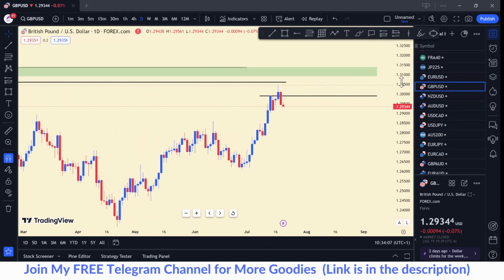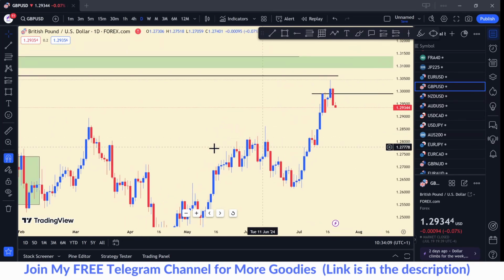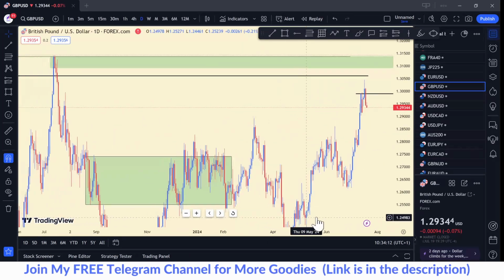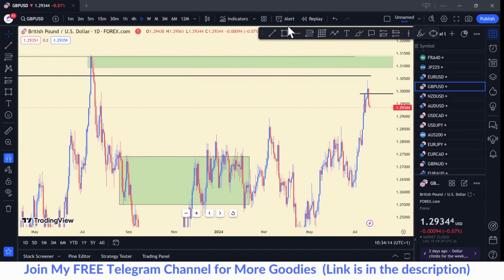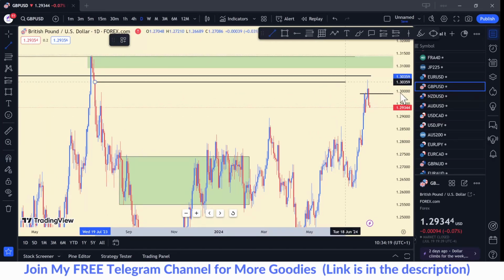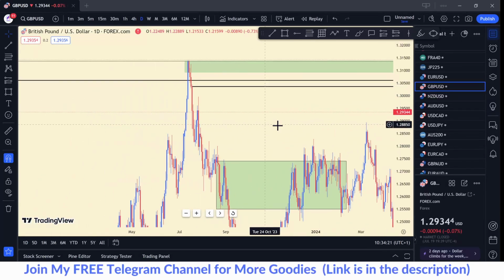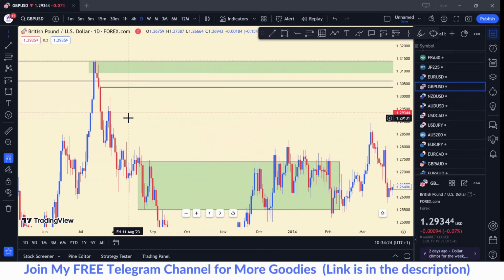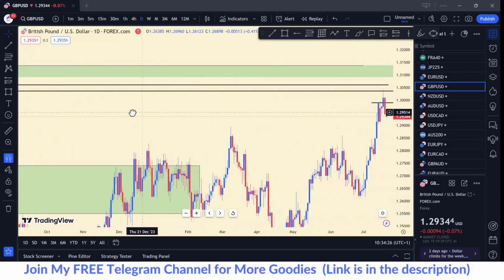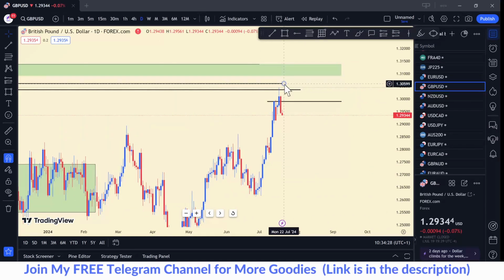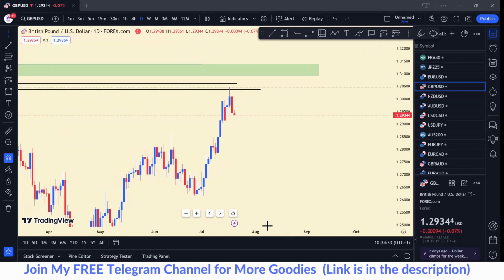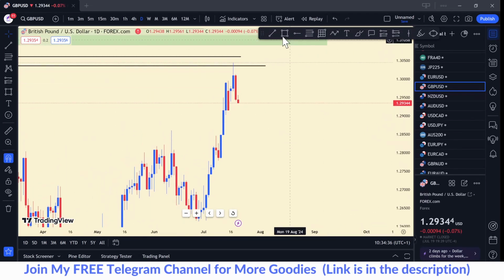On the daily, we have market rejection of this. We have market rejecting this opening price here, and then we pull off from there. So where are the areas I'll be concerned? I'll be concerned here.